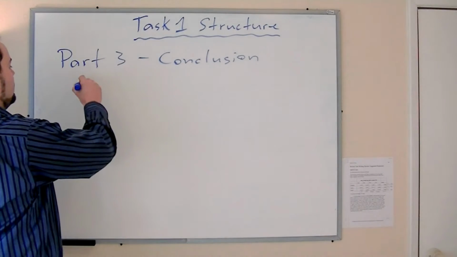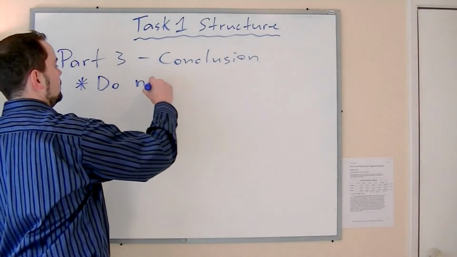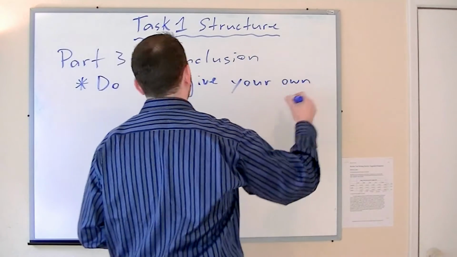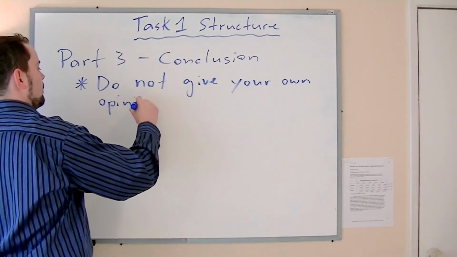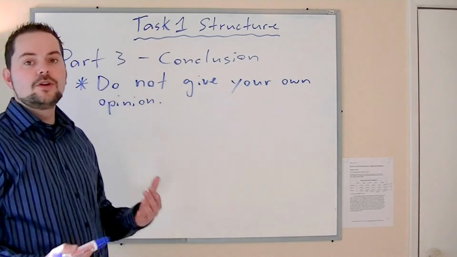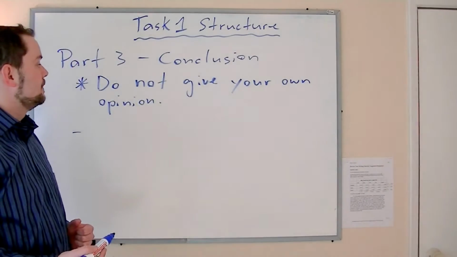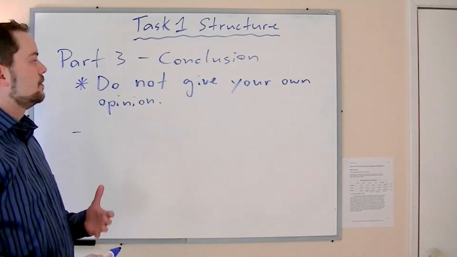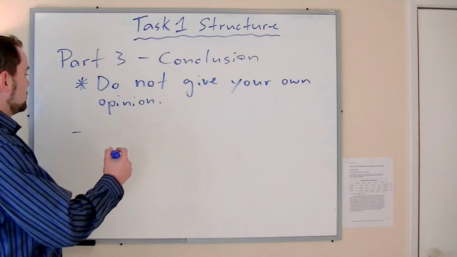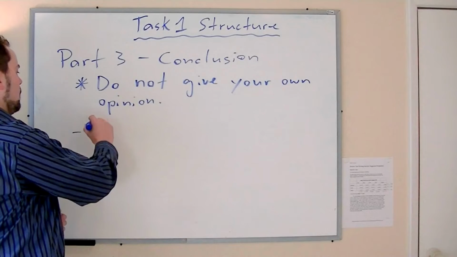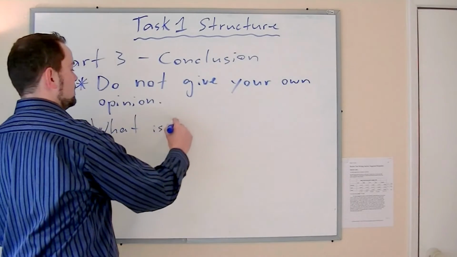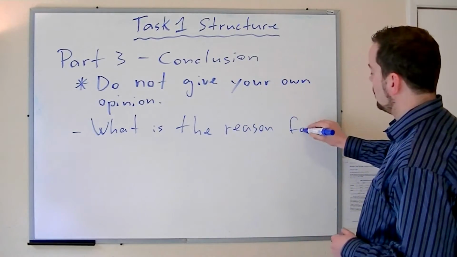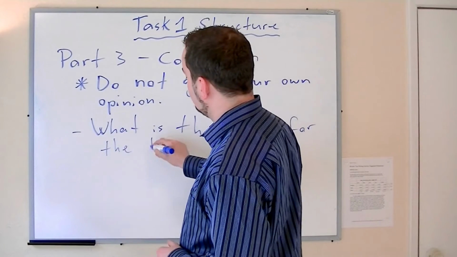So remember here, do not give your own opinion. Instead, the conclusion of the task 1 paragraph is the purpose for the table in this case, or a bar graph or a chart and so on. So what is the reason for the table, graph, and so on?